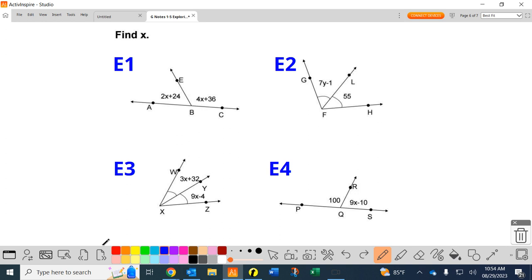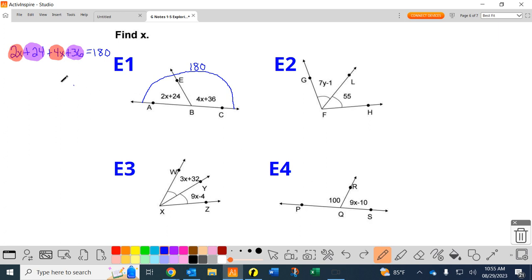Okay, guys, here we go. So first things first, these two angles are adjacent to each other. They make a line, so they're going to be a linear pair. And in a linear pair, they're going to add up to 180. They're going to be supplementary and add up to 180. So my equation is going to look like this. 2x plus 24 plus 4x plus 36 is equal to 180. This is a matter of combining like terms. Our like terms are going to be the 2x and the 4x. And then we're going to combine the 24 and the 36.